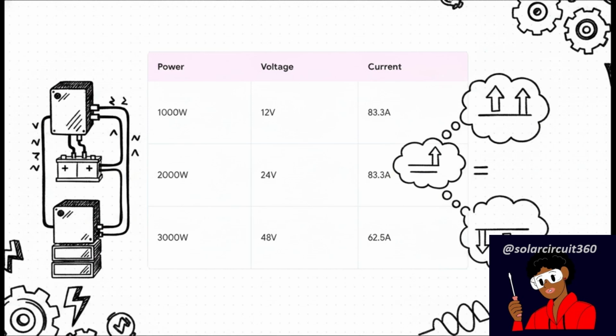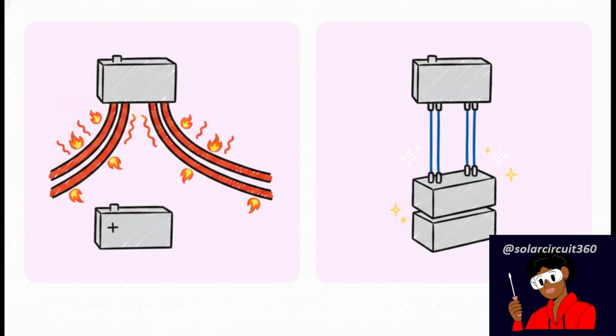Pretty cool, right? Now let's jump up to a massive 3,000-watt inverter, but this time on a 48-volt battery. 3,000 divided by 48 is just 62.5 amps. We're pushing way more power, but we are actually pulling less current. So what does this actually mean physically? Well, lower voltage systems inevitably demand high current to get the same amount of work done.